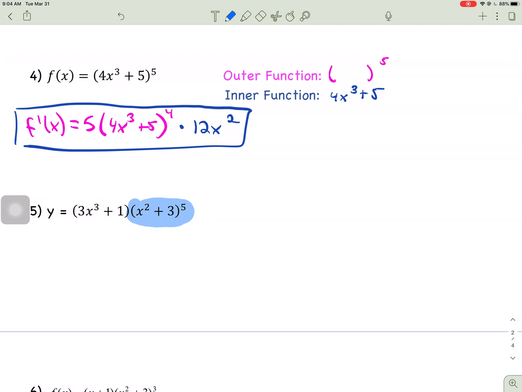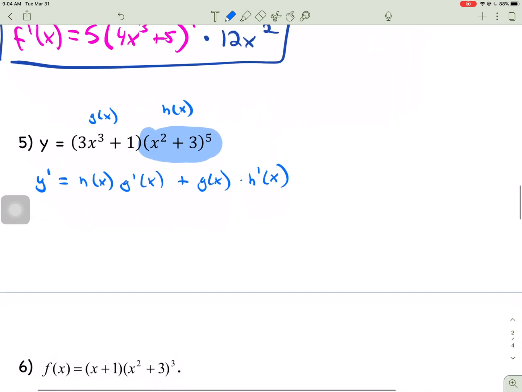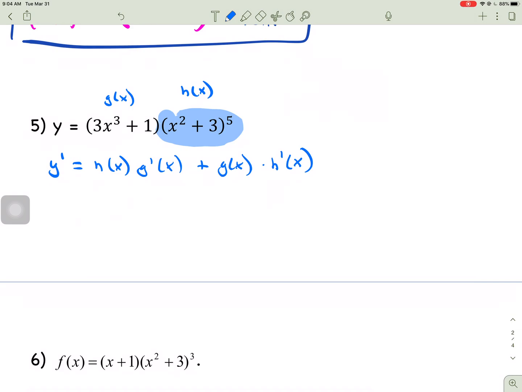Okay? Keep in mind, just a reminder, y equals this, so y prime, product rule, right, was, remember, label h and g. So g of x, h of x. Product rule said h of x times the derivative of the first plus g of x times the derivative of the second is going to be the product rule. So now I'm going to go nice and slow and we'll do this.